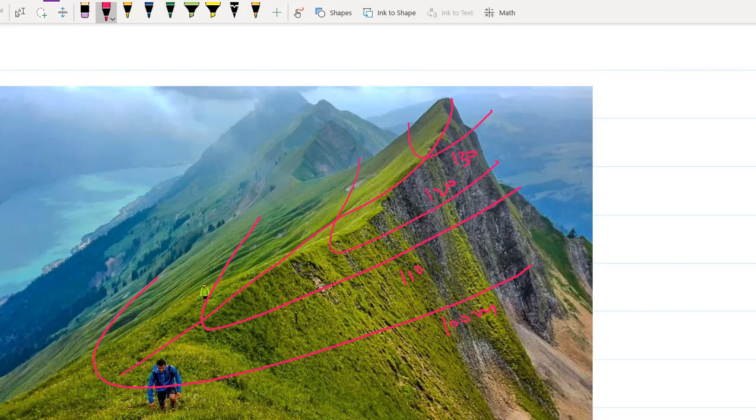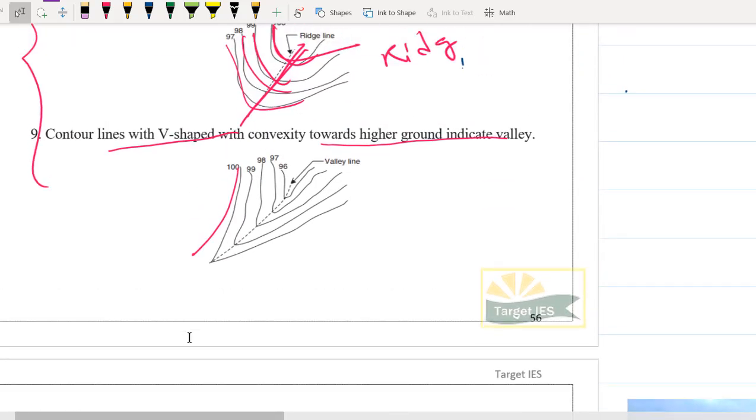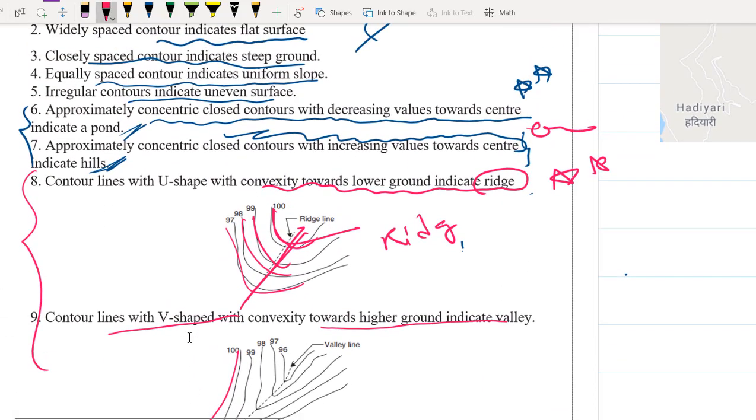I hope you got it right. So you are getting a U-shaped diagram and your values are increasing inside, then we will be having this ridge line. Do remember this, very important. If you have convexity towards lower ground, then that indicates a ridge line. That means if your values are increasing into your U, then we will be calling it a ridge. I hope it is clear, right?